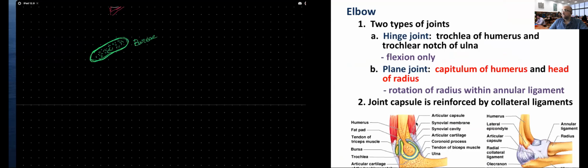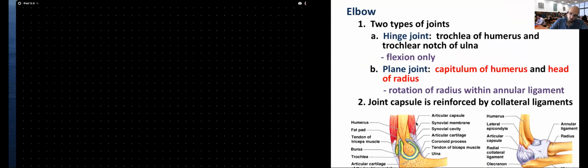Moving on to the elbow joint. And the elbow joint, if you remember, is the articulation between the distal epiphysis of the humerus and the forearm bones. And if you remember, in the distal epiphysis of the humerus, we've got this cylindrical shaped articular surface. We call it the trochlea.